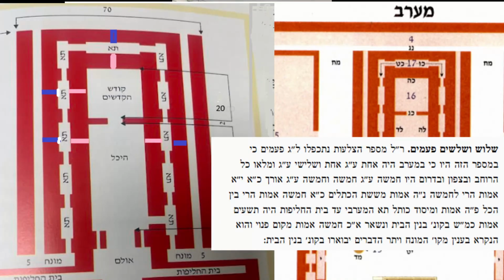Now you have 6 walls, each one is 5 amas. You have together 85 amas. And from the Kesel Tamaravi, from the Maidva side, the wall of the Toad, until the Beis Chalifa, you have 90 amas.